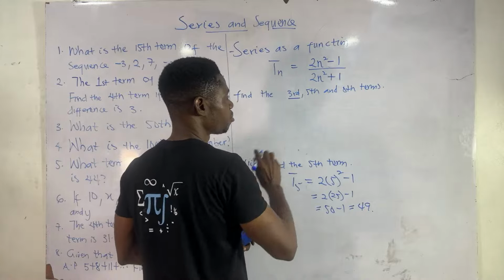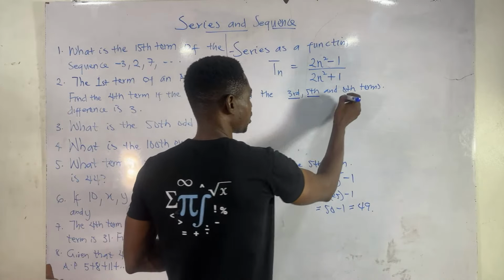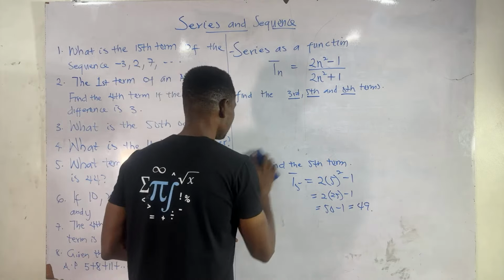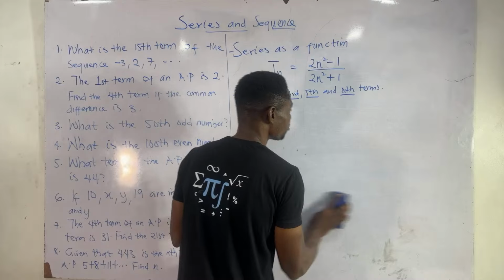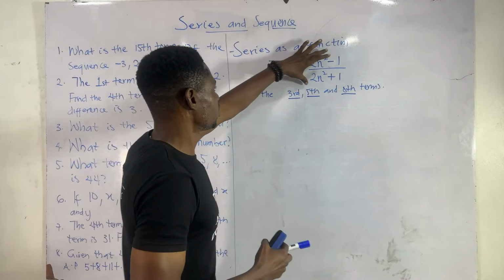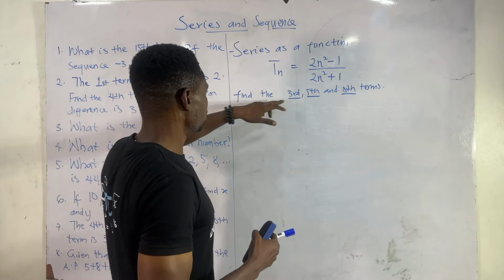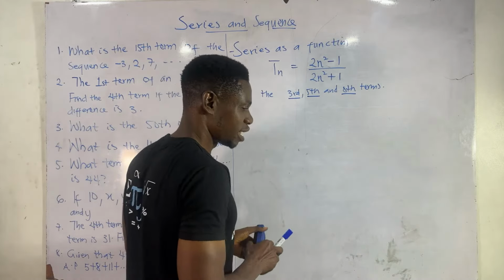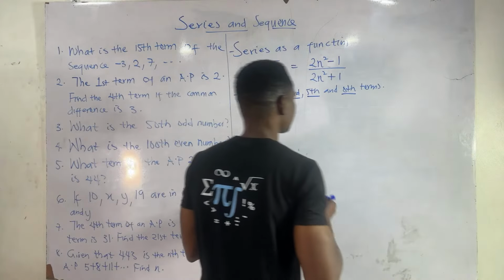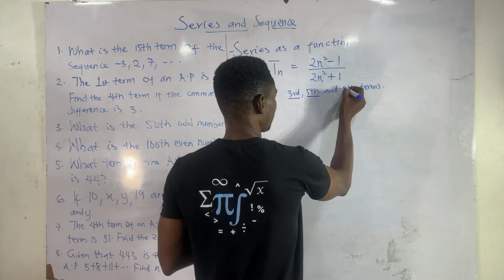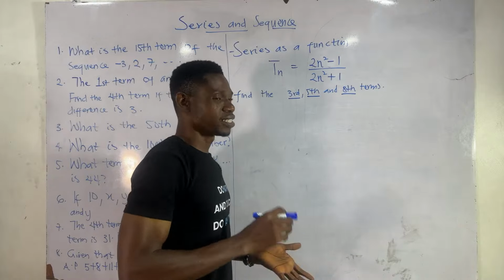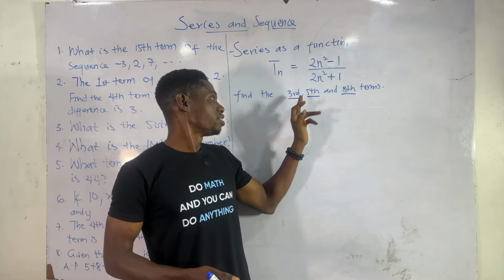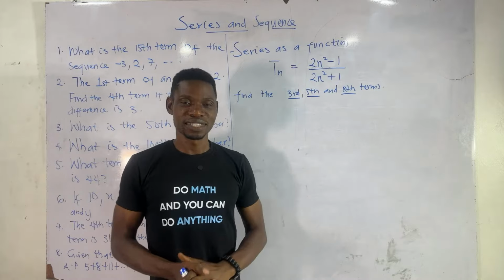So third term, fifth term, and eighth term. Let's go. So you still have just 60 seconds to provide the three. So you have this series in this function form. You want to give us the third term of this series, the fifth term, and the eighth term. All right, so your time starts now. 60 seconds to provide the third, fifth, and eighth terms. Let's go.